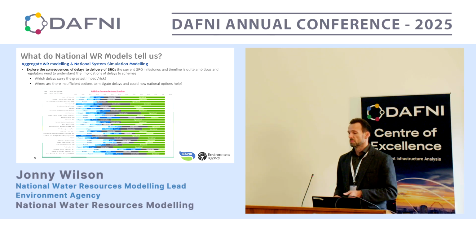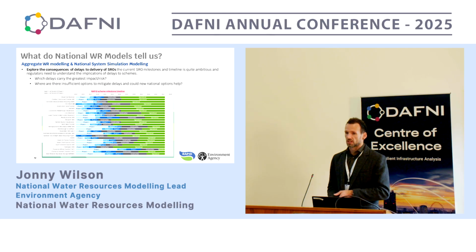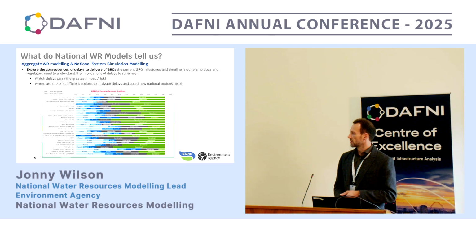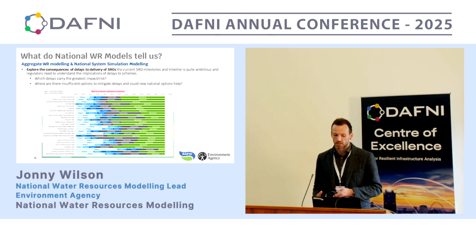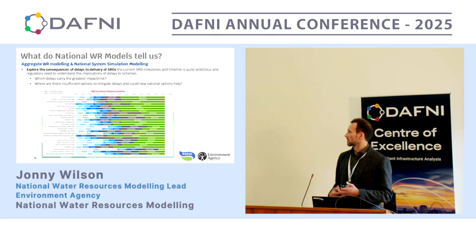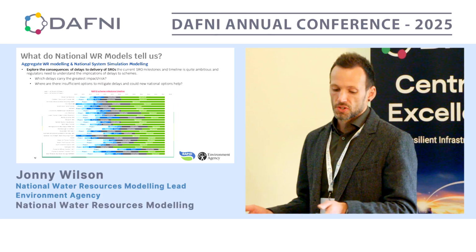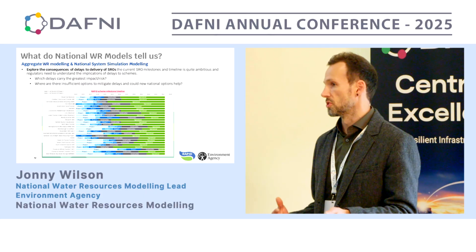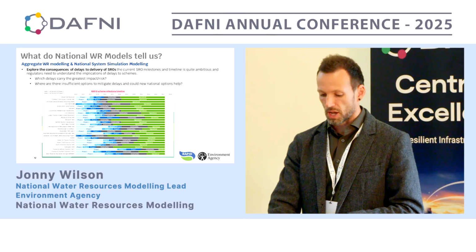So there is an elephant in the room, the question of, can we deliver all these things at once? Probably not. Something's going to give, and we need to explore and understand what that looks like. So we can use our tools to try and figure out which delays carry the greatest impact and risk, and therefore we can look to ameliorate some of those risks and progress those schemes or make sure they don't get delayed. And we can also use the tools to assess whether there's insufficient options to mitigate delays, and could new alternative national options help plug the gap.